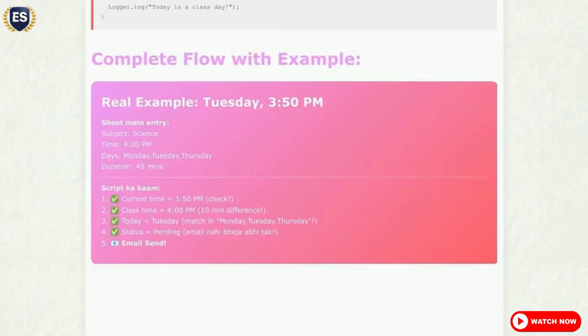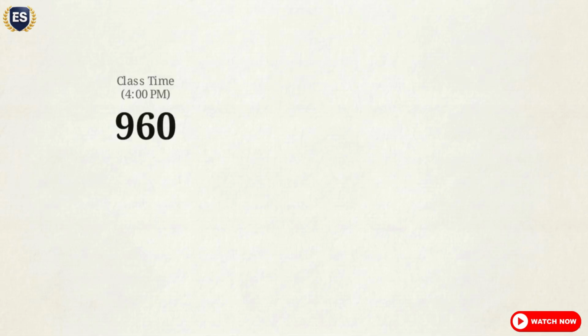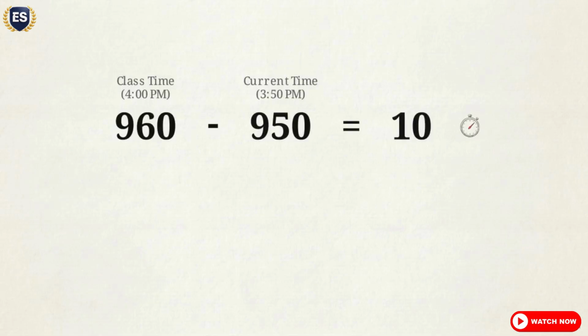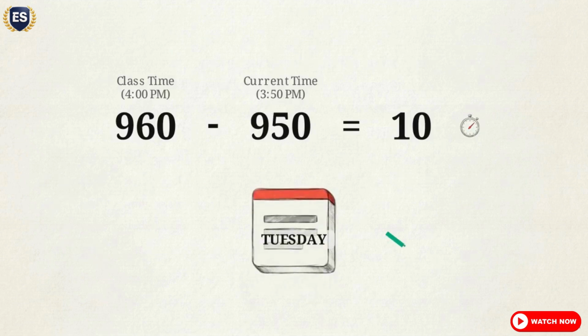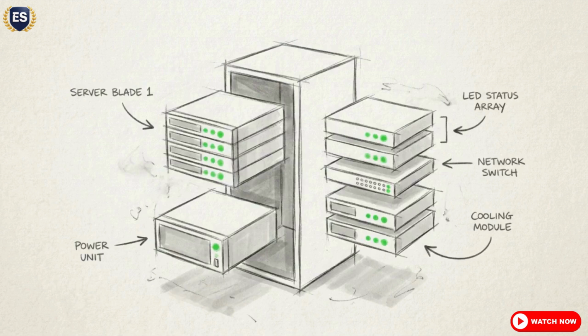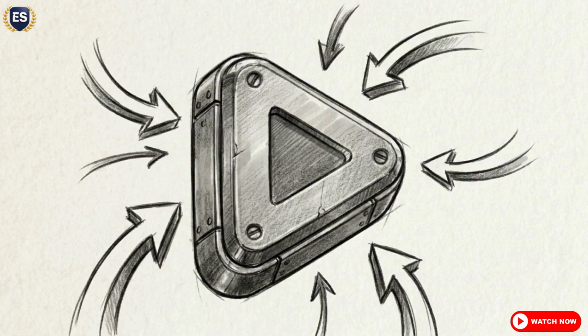Let's test that logic. If your science block is scheduled for 4 p.m. on Tuesday, the script notes that 4 p.m. equals 960 minutes. When the real-world time hits 3:50 p.m. or 950 minutes, the difference is exactly 10. It then checks if today is Tuesday. It matches, so the status triggers an email. This gatekeeping process happens entirely in the background, making sure you only hear from the system precisely when you need to.